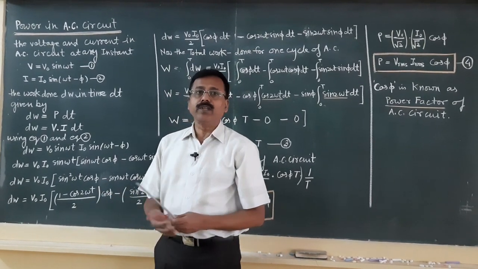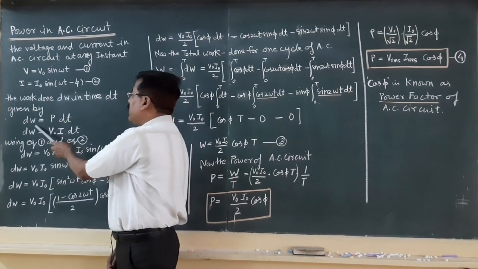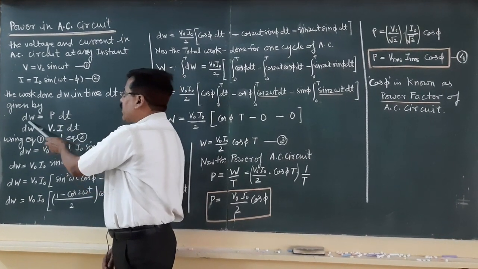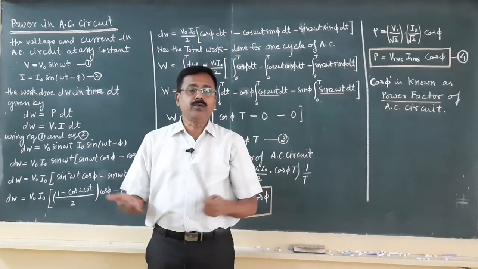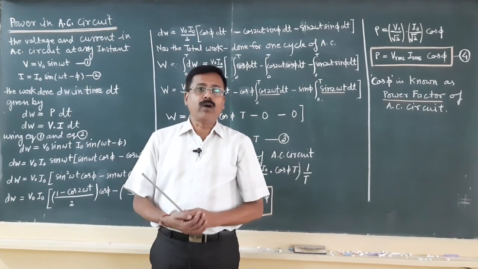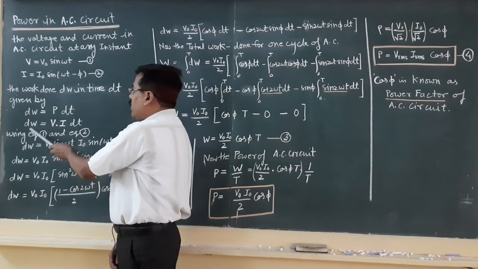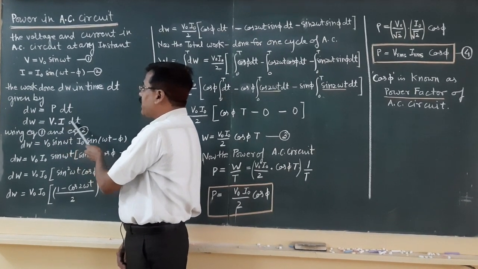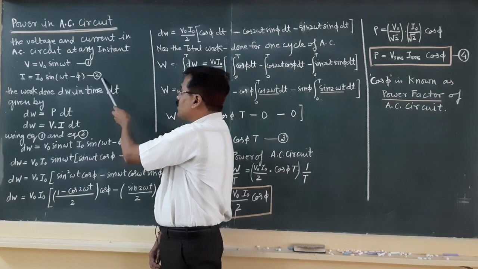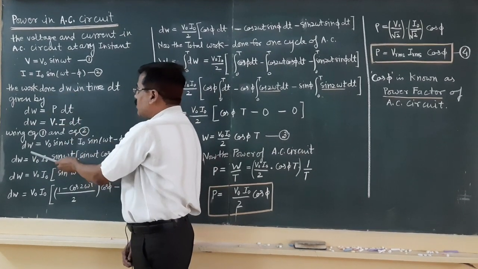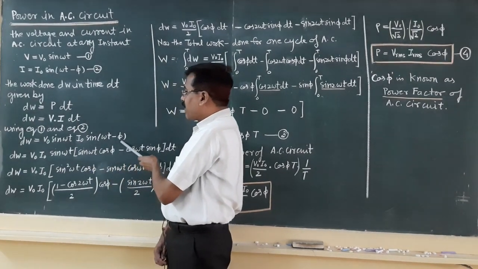First, we will find the small work done in a small time dt. The work done dW in time dt is given by dW = P dt, because power is equal to work done upon time, and using the formula P = VI, we can write dW = VI dt. Now, we will put the values of equations 1 and 2 for V and I. So, dW = V0 sin ωt × I0 sin(ωt − φ) dt.